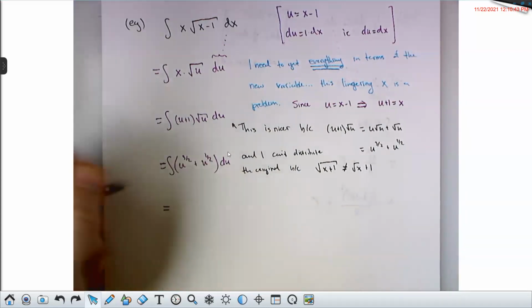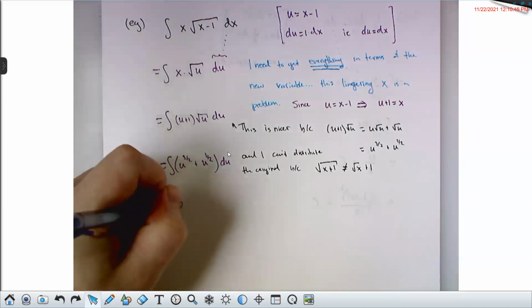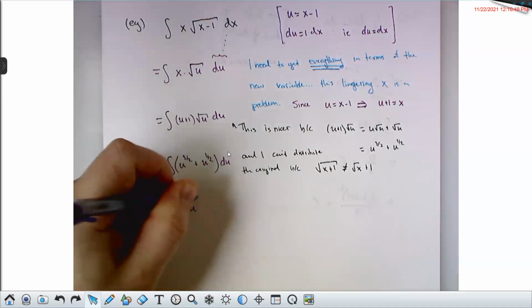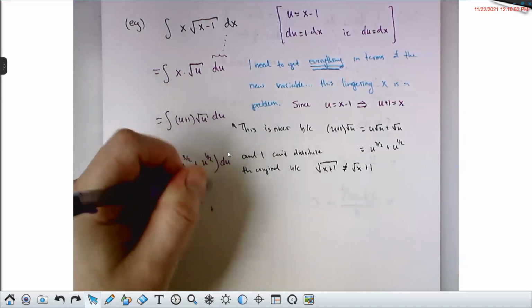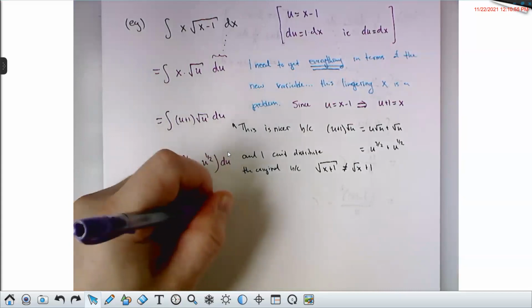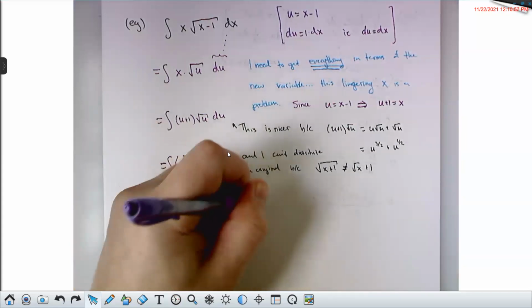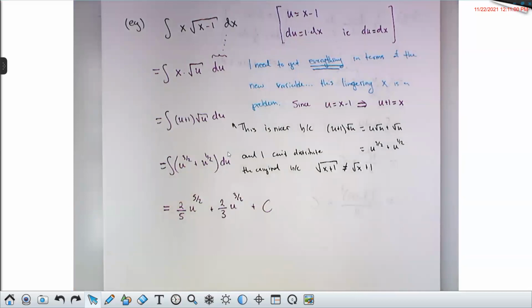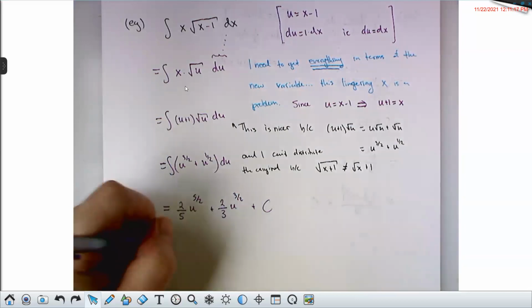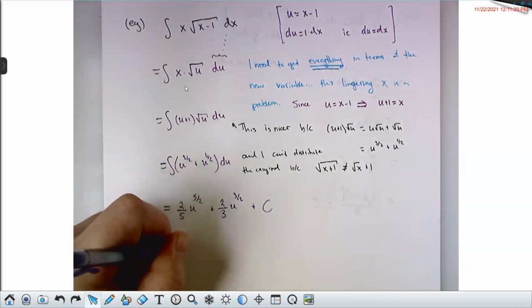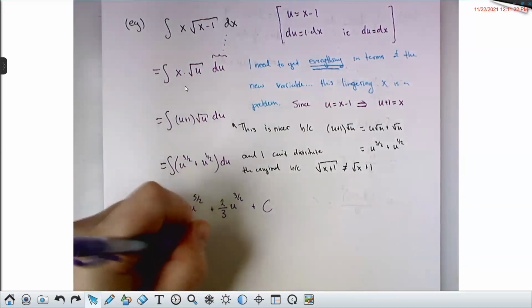Now I can calculate my antiderivative. 3/2 plus 1 is 5/2. So this is 2/5 u to the 5/2 plus 1/2 plus 1 is 3/2. So that's 2/3 u to the 3/2 plus c. So my integral is gone at this step. I took the antiderivative. That means the integral goes away. And I slap on my plus c. And then finally, because it is an indefinite integral, we do need to go back to our old variable. u was x minus 1.